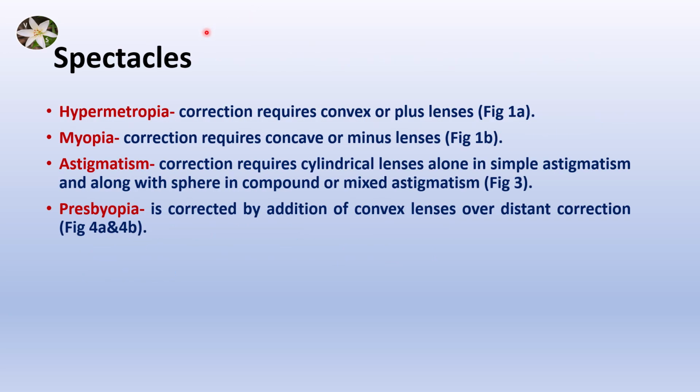The type of glasses required for correction of different refractive errors is illustrated in figure 1a, 1b, 3, 4a and 4b. Hypermetropia correction requires convex or plus lenses. Myopia requires concave or minus lenses. Astigmatism correction requires cylindrical lenses alone in simple astigmatism and along with the sphere in compound or mixed astigmatism. Presbyopia is corrected by addition of convex lenses over distant correction.